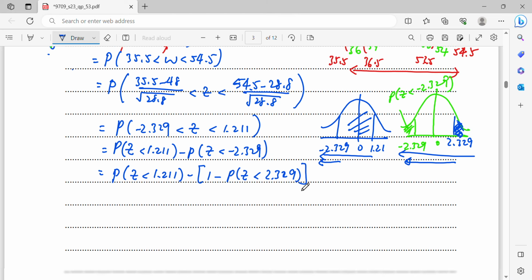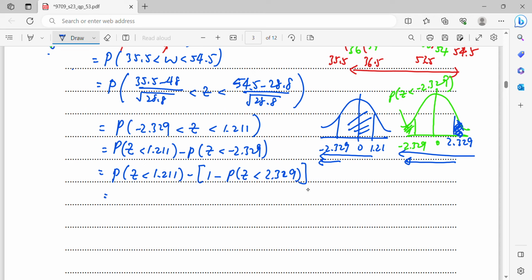Now you can get the probabilities from the table. From the normal table, the first value is 0.8871, then minus 1, followed by plus 0.9900. Then at last you will get 0.8771, and rounding to 3 significant figures, that will be 0.877.